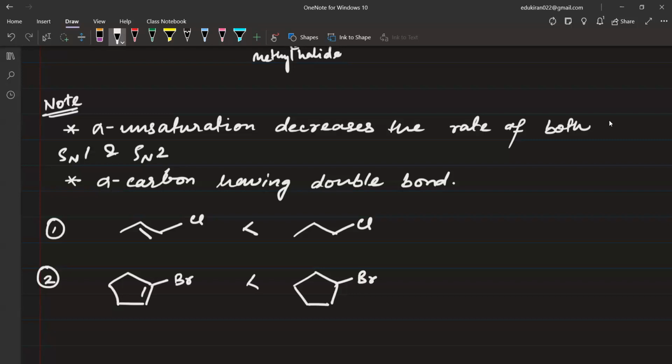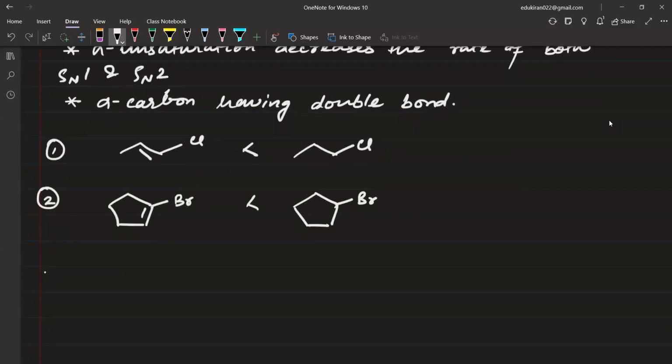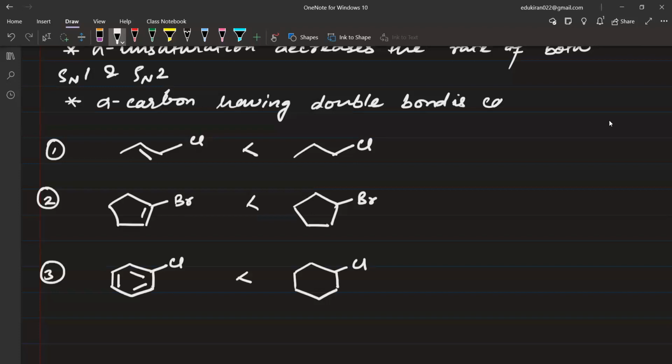And if you don't have the alpha unsaturation, then it's going to be greater speed. Third case, you can see even the alpha unsaturation is in where? It will be an aryl halide because it is directly attached to what? Chlorine or bromine or any halogen atom. So this will be slower than cyclohexane. The alpha carbon having double bond is called alpha unsaturation. है?